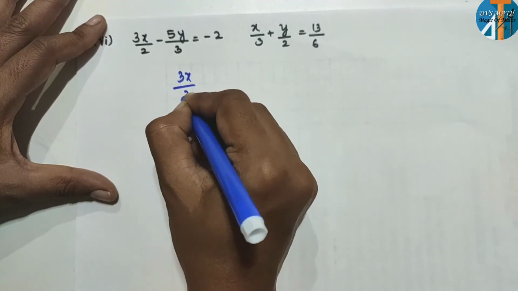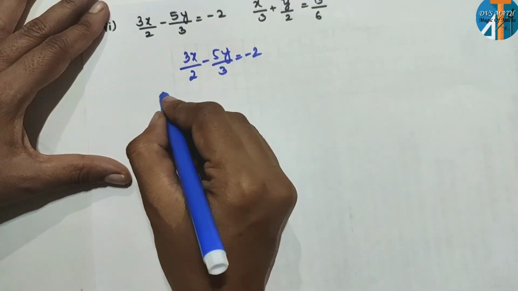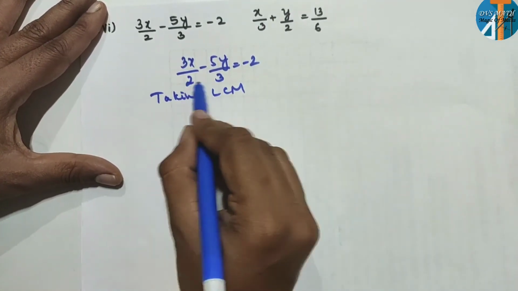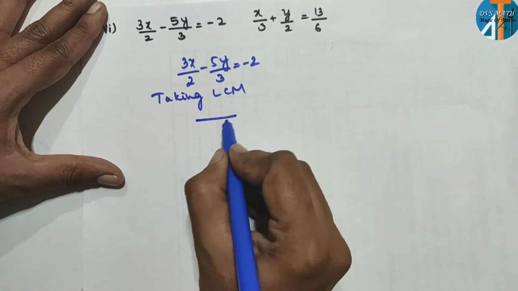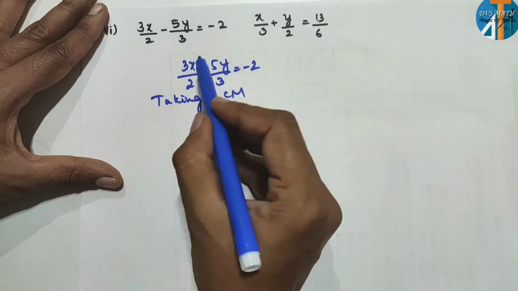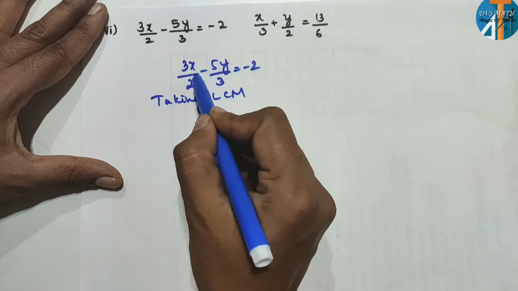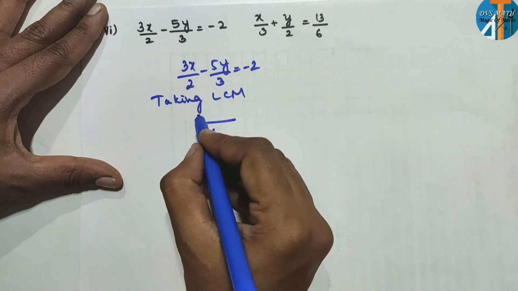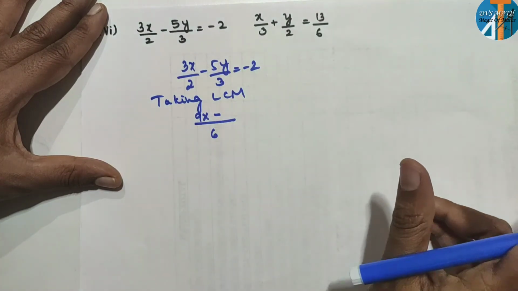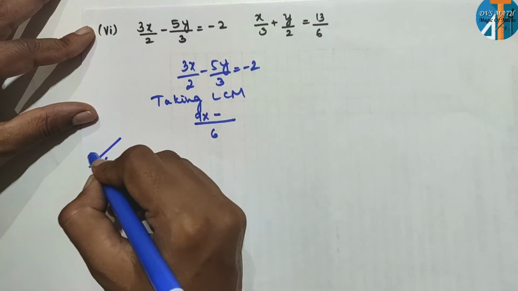So 3x by 2 minus 5y by 3 is equal to minus 2. Taking LCM, what is the LCM for 2 and 3? It is 6. So 6 is the LCM. Here observe, we have to multiply the LCM for both the fractions, right? If you multiply 6 here, 2 ones are 3s are, 3 threes are 9, so 9x minus. Be careful when you are taking LCM, it is basic I'm doing. Here you can observe 6 will be the LCM.